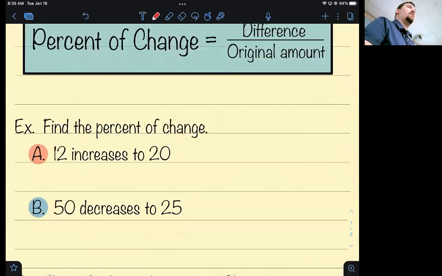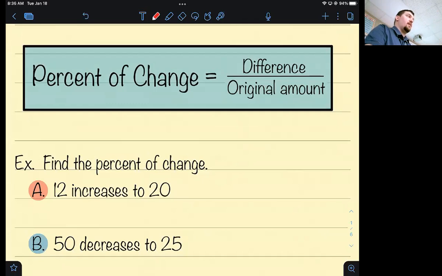Example A, 12 increases to 20. The first thing I'm going to do is to find out what that difference is. Now, you could probably do this in your head, but what you're not going to be able to do in your head is the division that we're going to have to do to go from fraction to percent. So if you don't have a calculator out on your desk, go ahead and get one out or borrow one so you can do the division with us.